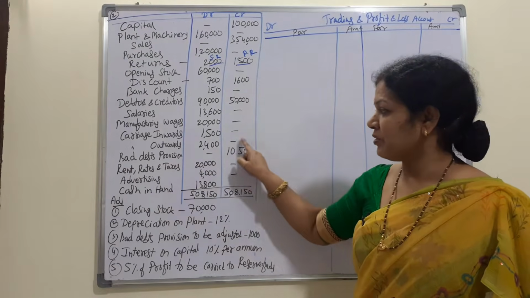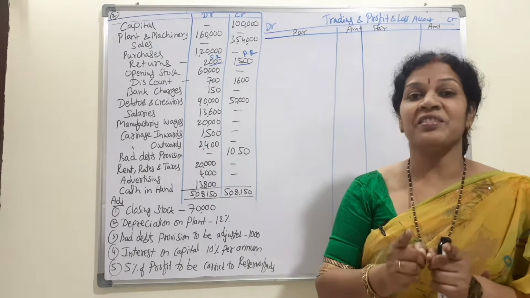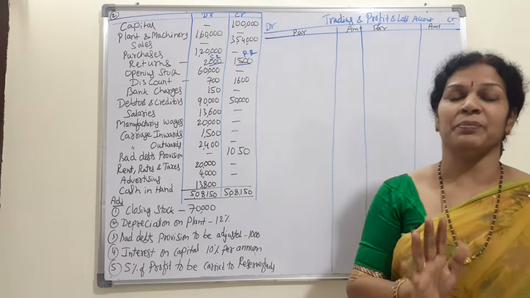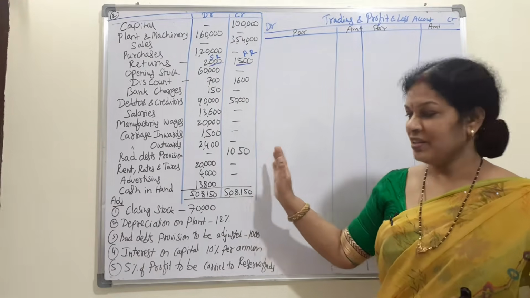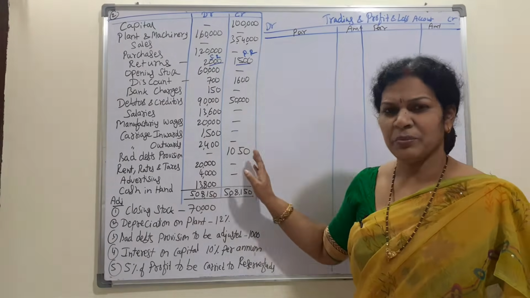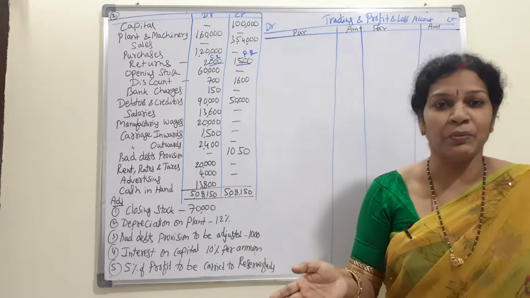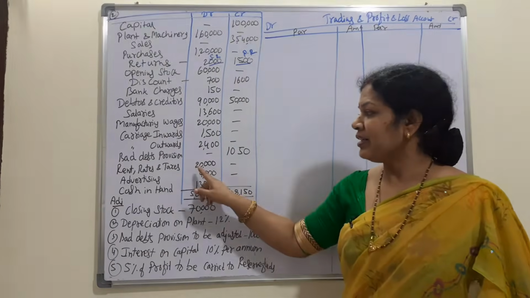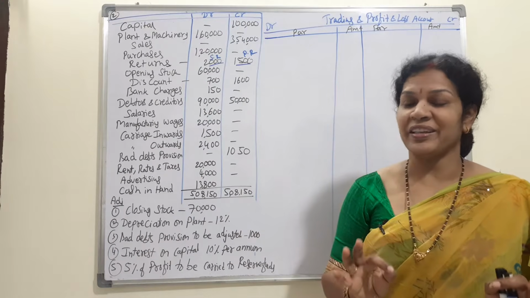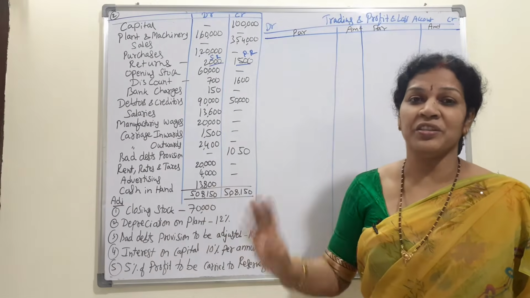Bad debts provision: bad debts is the loss we know. For bearing this loss, they have kept a provision of 1050. I will explain this with the adjustment later; for now just remember it is on the credit side. Credit side means if nothing is given in the adjustments, we will write it on the credit side of the P&L account. Next, rent, rates and taxes, expenses, debit side of P&L account, indirect expenses. Advertising is also an indirect expense. Cash in hand, balance sheet asset.